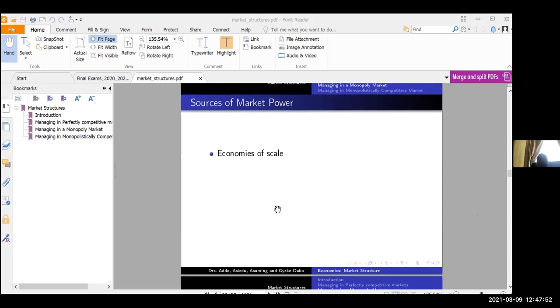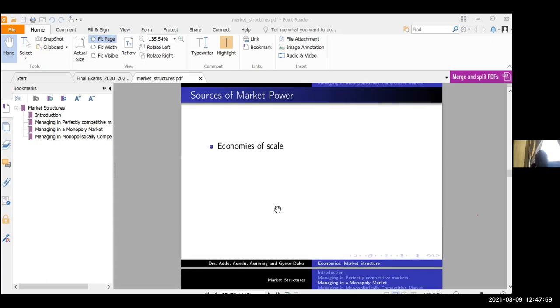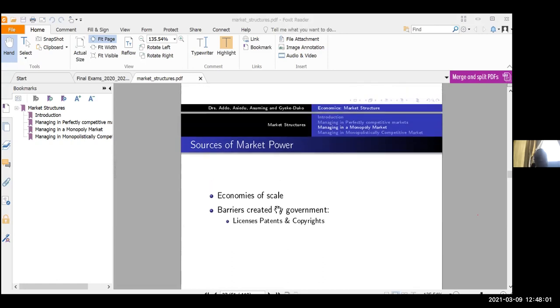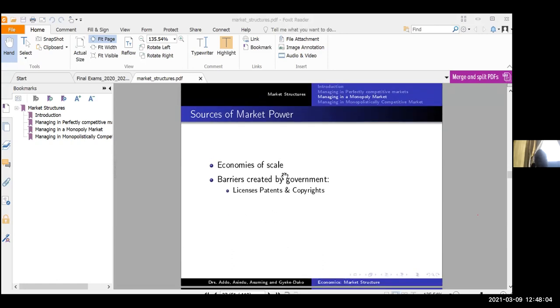All right, sources of market power. What gives firms or institutions market power? We'll touch on some of the factors that give institutions power. First, economies of scale. Some firms are so large that if you go in to compete with them, you are not going to succeed. Their size makes them a natural monopoly. Because they are big, they are able to produce at the minimum cost.